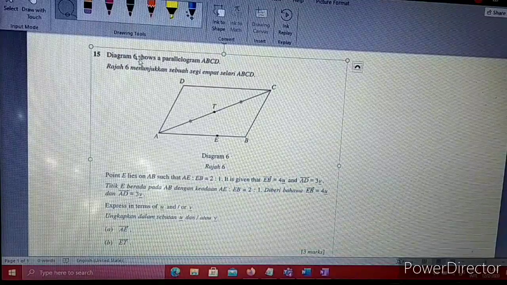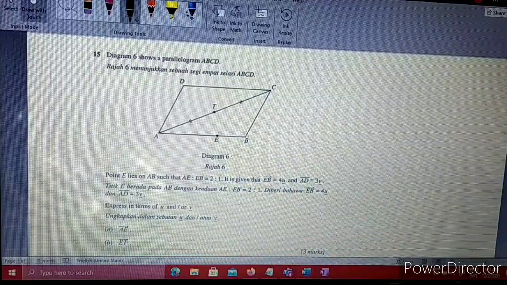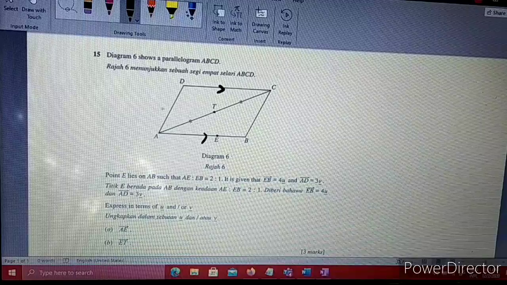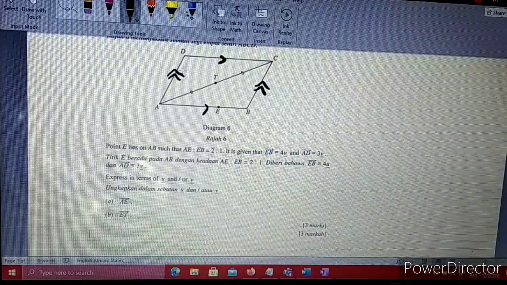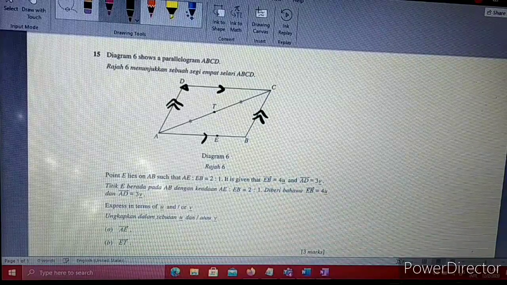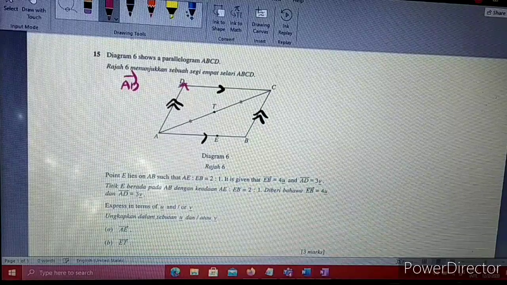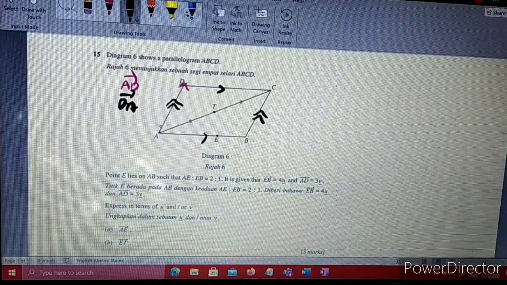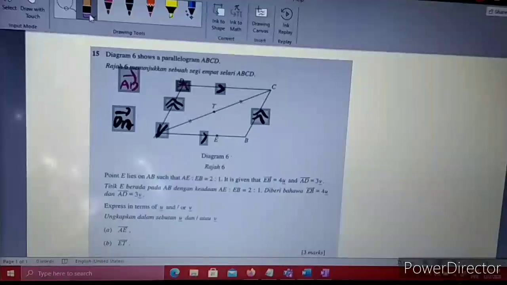Diagram 6 shows a parallelogram ABCD. Even though this is a parallelogram, we can apply our basic knowledge. So these have vector DC and vector AB. They are parallel, like this. I'm not assigning any direction, but I can freely assign vector AD to be there, or the arrow like that, or vector DA, like this. I can freely assign any direction of the vector I want.